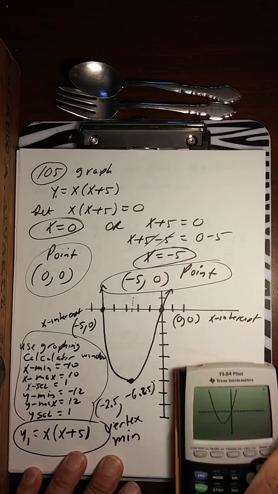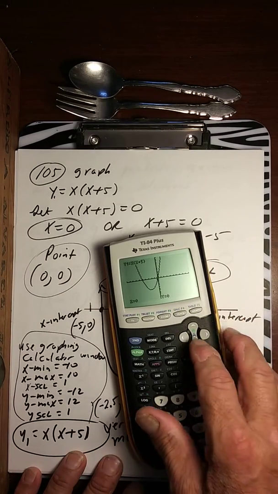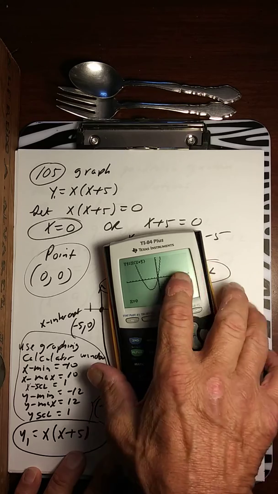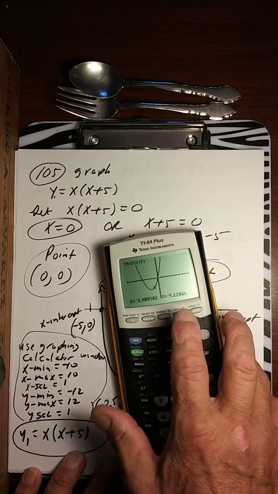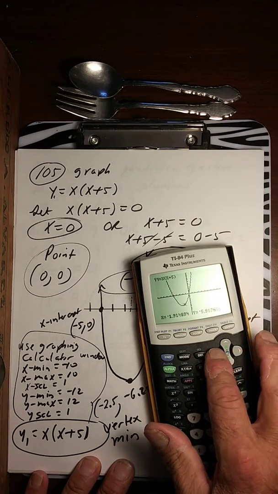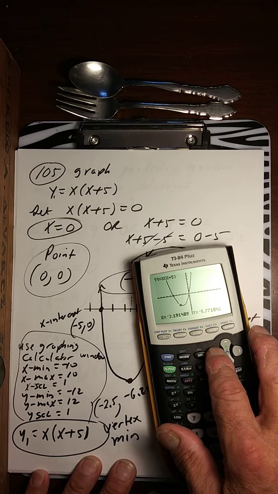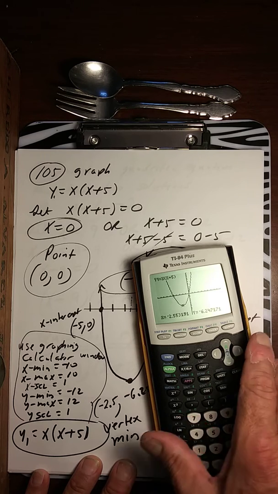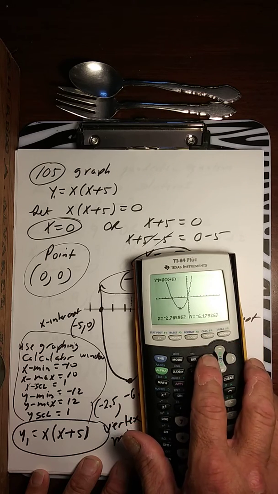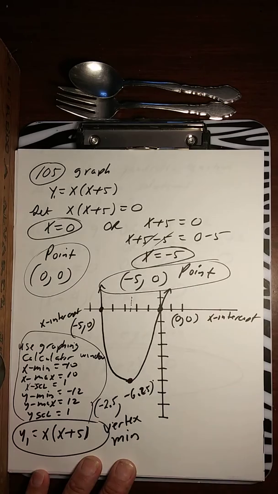So there it is. It's on the left side somewhere. Again, you can use trace if you want. Get some points in there. 0, 0, and so on. Keep going to the left, you'll get more points. There's another point right there. Points, points.